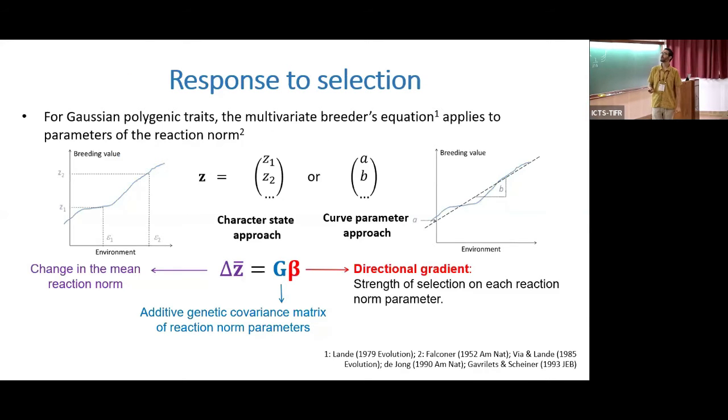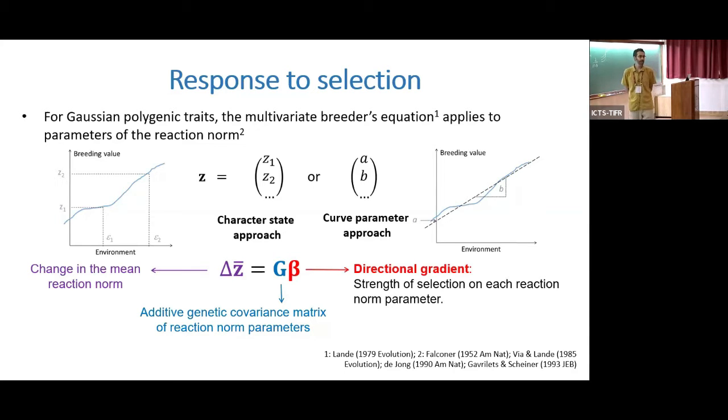Okay, anyway, going back to the main thread, now you have these different approaches to measuring plasticity. You can think of these different traits in these different environments. This is called the character state approach. This goes back to Falconer, and it's been popularized in evolution by the Via and Lande paper. And then you have what we call the curve parameter approach. Some people call that the reaction norm approach, where you have traits that are the shape parameters that I just talked about before.